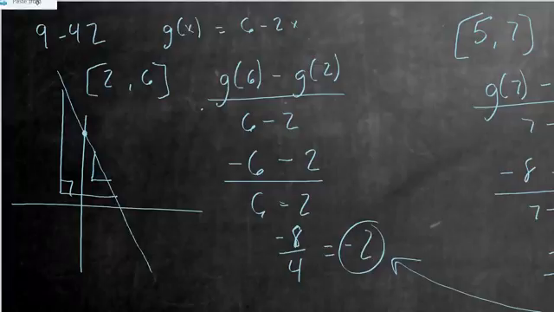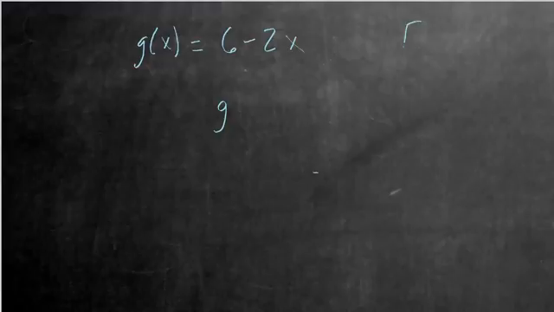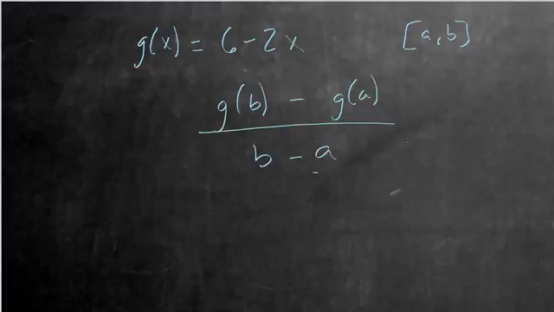Prove your answer. That's fun. By doing g of x from a to b. So what does that look like? G of x is still 6 minus 2x. G of, and now we want to do it from a to b. So let's write g of b minus g of a over b minus a. What's g of b? 6 minus 2b, minus 6 minus 2a, over b minus a.